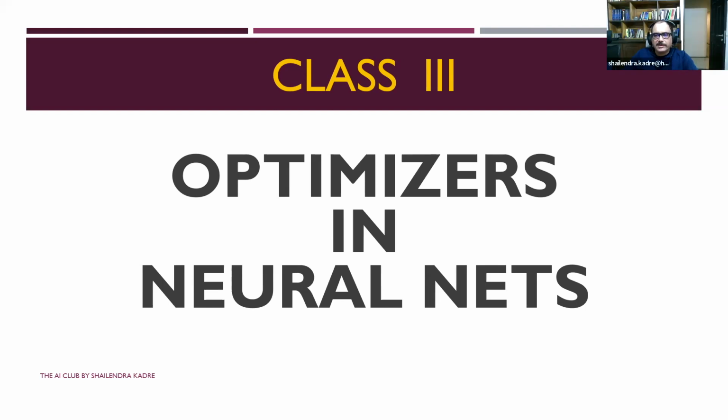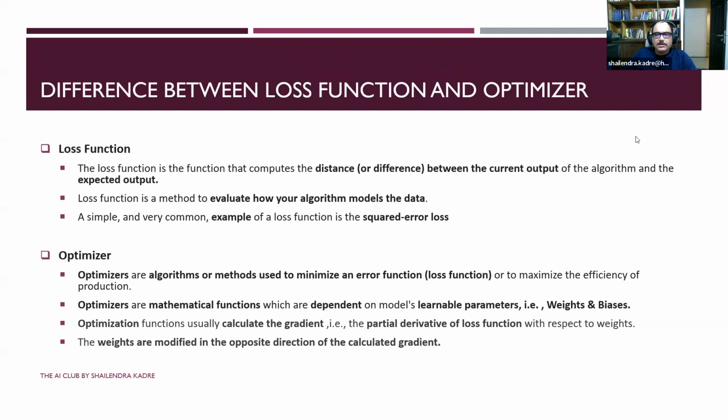Optimizer basically minimizes the loss function. It does the optimization process. And what is the optimization process? Optimization process is to minimize the loss function, right? Yes. So that's what we want in our machine learning training. So thanks, Dr. Shailesh, for defining it nicely for us.